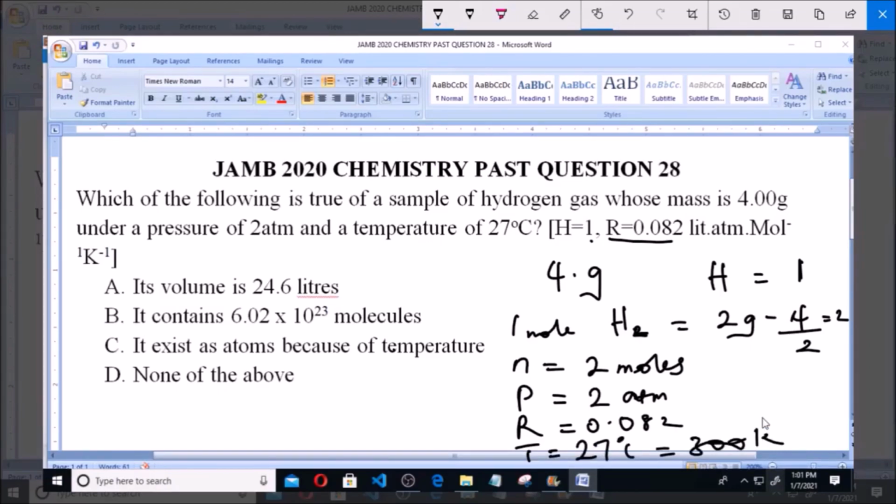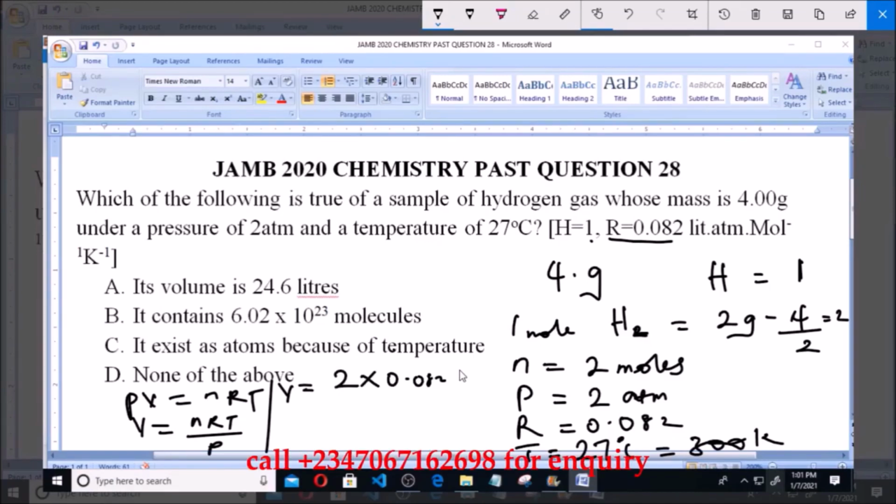Now we are asked to find which of the statements is correct. Now looking at these parameters given, volume is absent. Now let's find the volume of this hydrogen gas. So from the ideal gas equation, PV is equals to nRT. So from here we can say V is equals to nRT all over P. That is, V is equals to 2, which is the mole, multiplied by 0.082, multiplied by T, which is 300, all over P, which is 2. So from here we can say that V is equals to 24.6 liters.